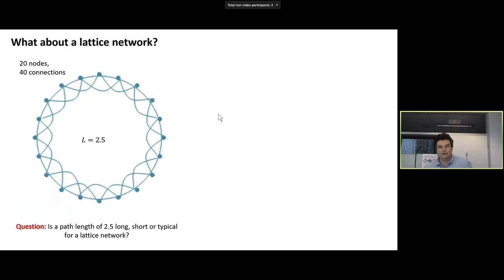Let's now move on to this network. This is a bigger network. This is a lattice network. And we see that the average path length is 2.5. So we have to traverse 2.5 connections to get between any pair of nodes. And we ask the same question: is 2.5 long, is it short, or is it average?